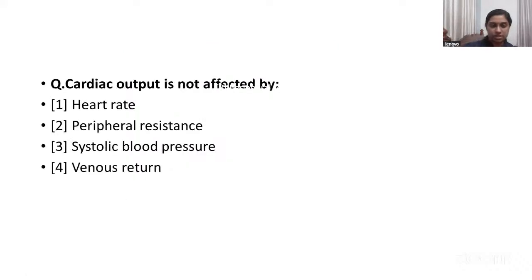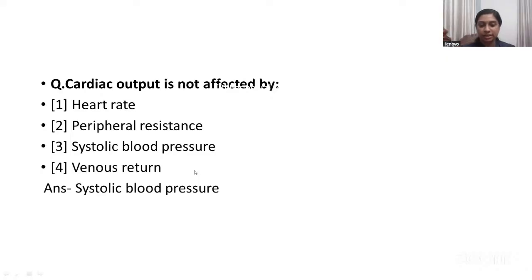Coming to the next question. Cardiac output is not affected by: first option is the heart rate, peripheral resistance, systolic blood pressure, venous return. What's the answer? So the answer is systolic blood pressure.